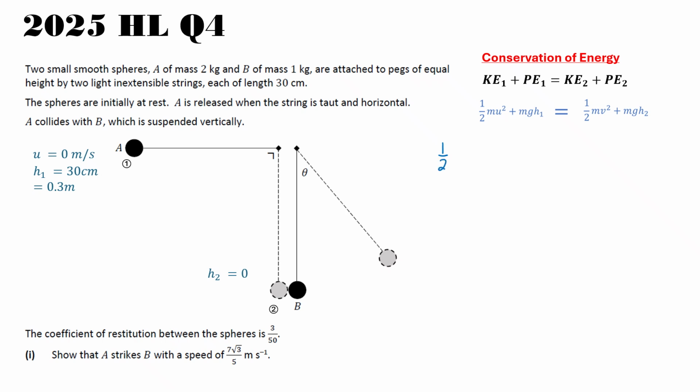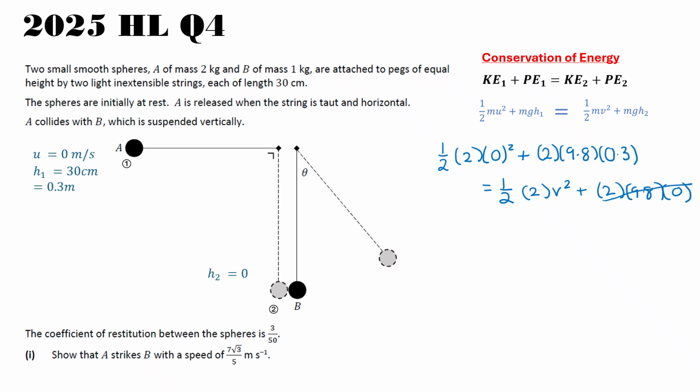So we have a half, our mass of A is 2, our u is 0 squared, plus 2 times g, which is 9.8, times h1, which is 0.3, and that is equal to a half, instead of m we're putting in 2, v squared plus m g times 0. Okay, so that's gone and this bit's gone. And a half times 2 is just 1. So v squared is equal to 2 times 9.8 times 0.3, and that works out to be 5.88.